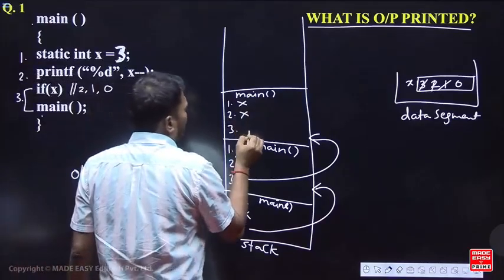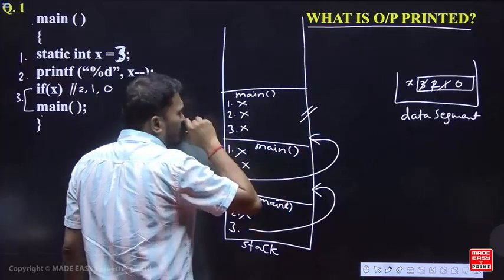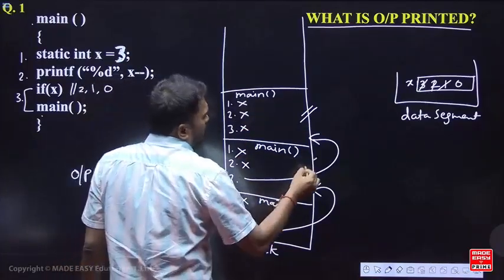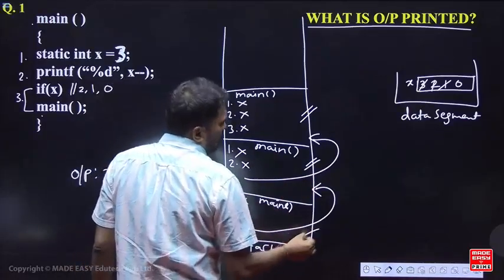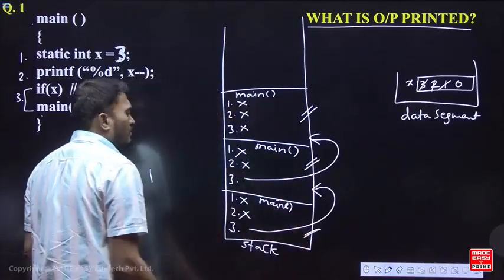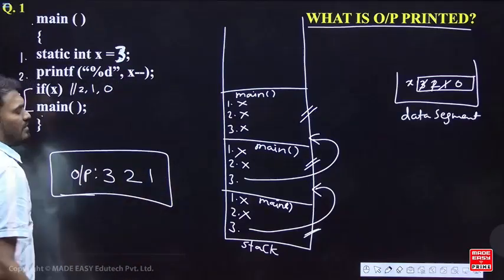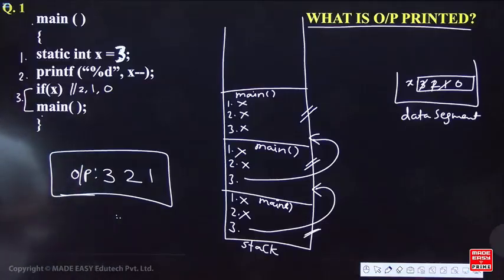Now the third statement is also completed. All 3 are completed, so this will be deleted from the stack. You come back to the previous activation record, and again this will be deleted from the stack. You come back to the previous activation record and again this is deleted from the stack. So that's it. What is the output you are going to get here? 3, 2, 1. This is the output you are going to get. Is this clear for everyone?